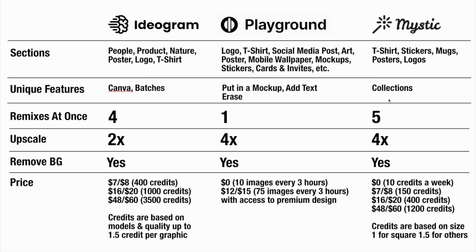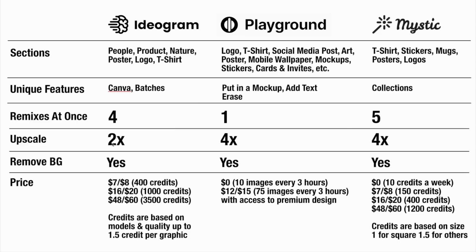The thing that Mystic does that's different is collection. So that's something they all do. T-shirt designs really well, or print on demand designs really well. These are some of the things that they do that's different that you're paying for. Remixes at once. Ideogram does 4 designs at once. Playground does 1 design at a time. Mystic does 5 designs at once at the highest thing. So you can do that.